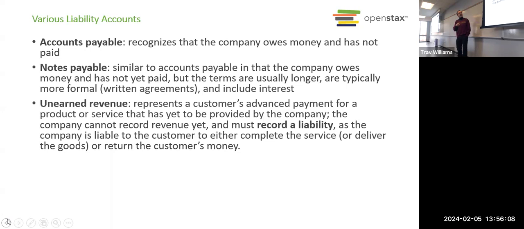All right, here's a new term. I don't think you've seen this, unearned revenue. Does anybody know what that is?